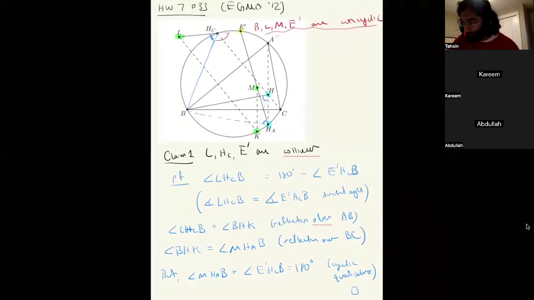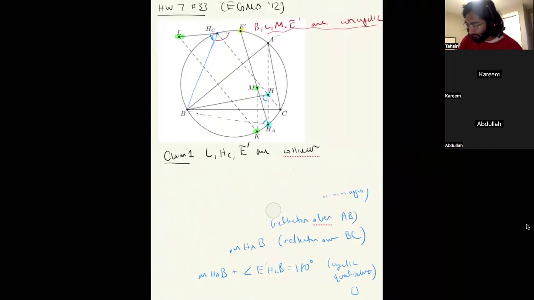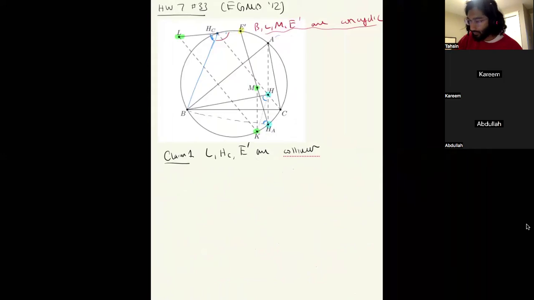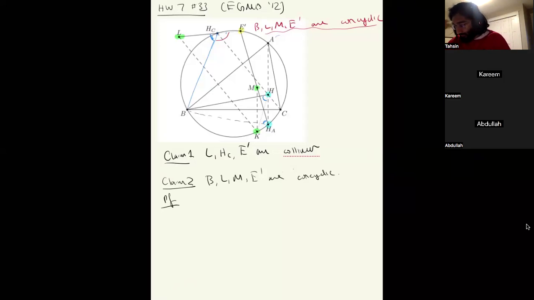We have collinearity now. So now let's do claim 2, which finishes the problem, which is that B, L, M, E prime are concyclic. So let's see, how can we do this? Again, concyclicity is some kind of angle condition. So let's think which angle condition might be easier to work with.